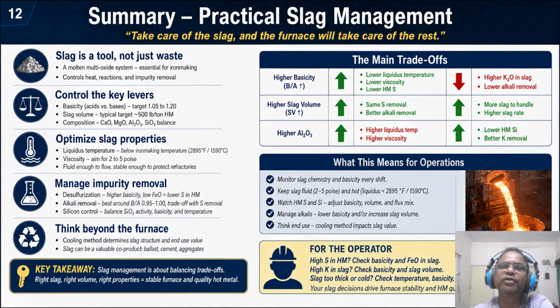Remember the trade-off. Higher basicity helps sulfur but hurts alkali removal. You can solve that by adjusting slag volume. Keep viscosity in the 2 to 5 poise range and always think about end use. Rapid cooling pays off. So next time you are on the furnace floor, remember, take care of the slag and the furnace will take care of the rest.